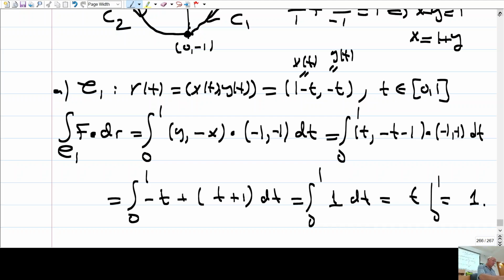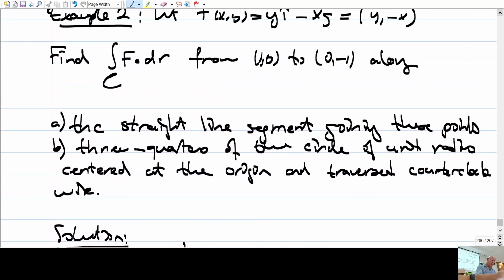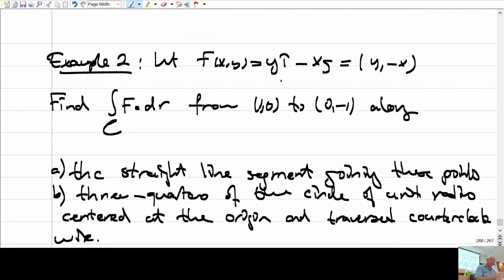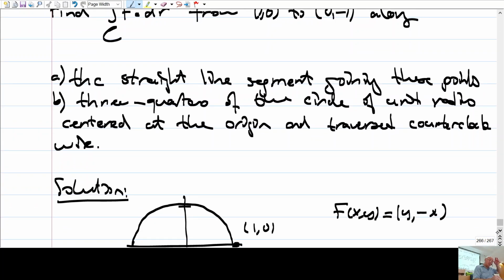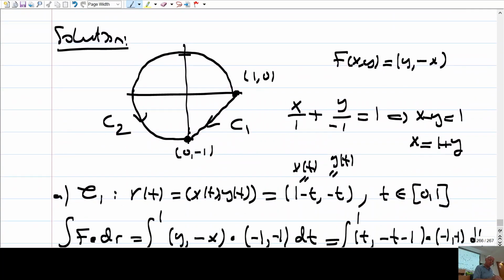Okay, so we were asked to compute this line integral of the force function F(x,y), which is y comma minus x, along the path C, which starts at the point 1, 0 and ends at the point 0, minus 1. In part A, C is the line segment joining these 2 points, and in part B, it is just the part of the circle joining these 2 points counterclockwise. So C1 is this line segment.